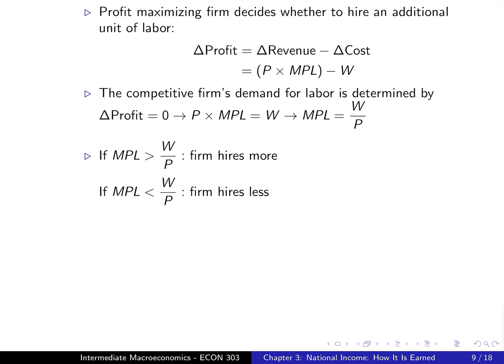To maximize profit, the firm will hire labor until the point where delta profit equals 0. So P times MPL equals W. Rearranging this gives the condition MPL equals W over P. This means that the firm hires labor up to the point where the real wage equals the marginal product of labor. If MPL is greater than W over P, or real wage, the firm hires more. If MPL is less than W over P, or real wage, the firm hires less.